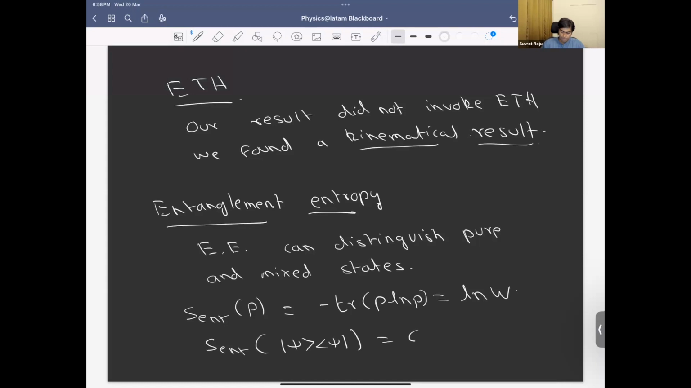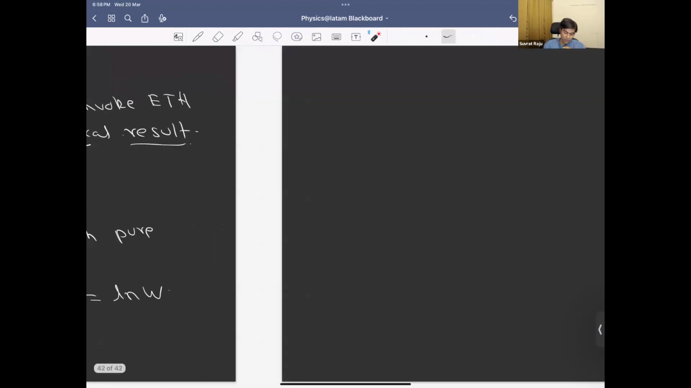You might say, aha, how did this happen? By entanglement entropy, I just mean trace of rho log rho, which is the von Neumann entropy. You could say, how did this happen? The entanglement entropy is 0 for all pure states. It's log W. How is this consistent with the result that we have? Well, let me remind you, the von Neumann entropy or the entanglement entropy is not the expectation value of any observable.